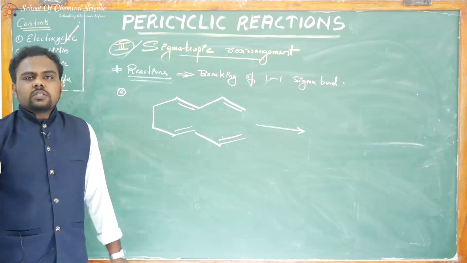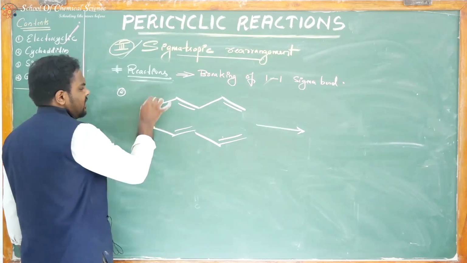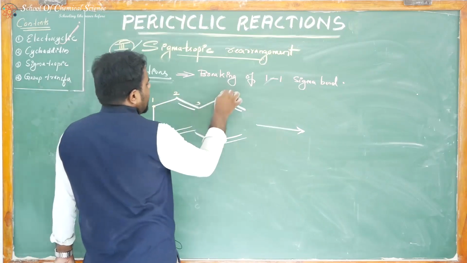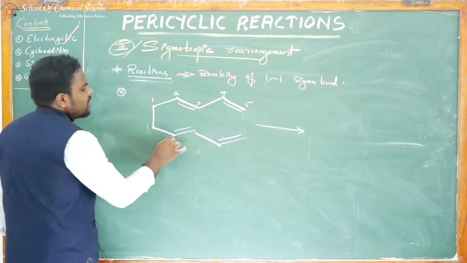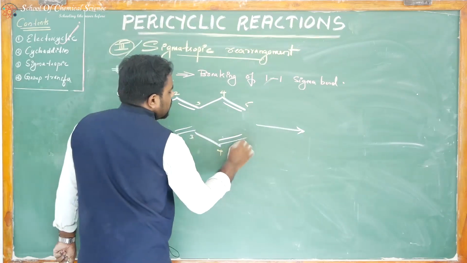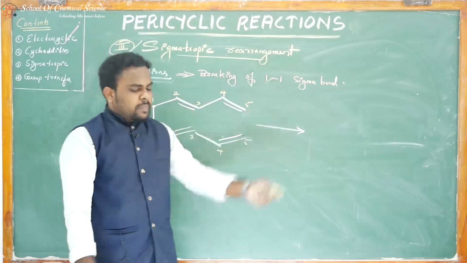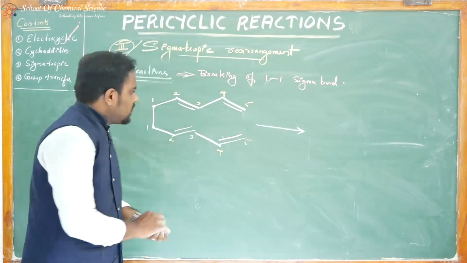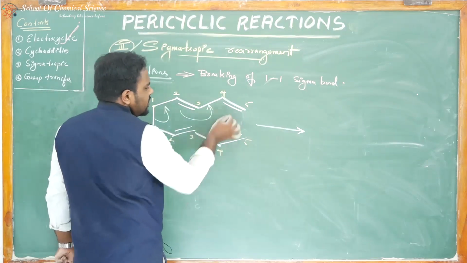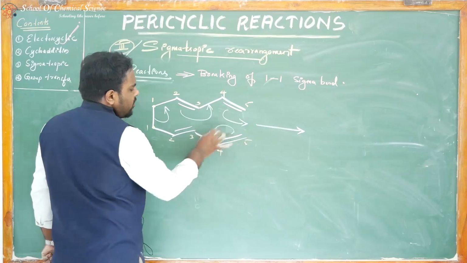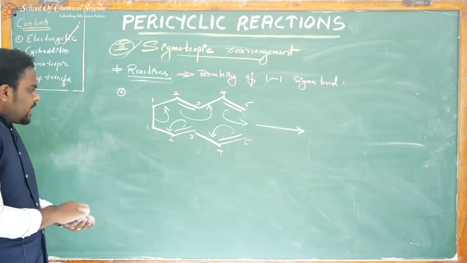Example: a typical system which shows sigmatropic rearrangement, because two allylic carbons are there. This is 1, 2, 3, 4, 5. Then in the opposite direction also the same number, 1, 2, 3, 4, 5. So this is the one bond. A sigmatropic reaction is the breaking of one sigma bond. So one sigma bond undergoes breaking. This pi bond moves towards here. Here a new sigma bond is formed. This pi bond towards here, this towards here. So what will be the product?